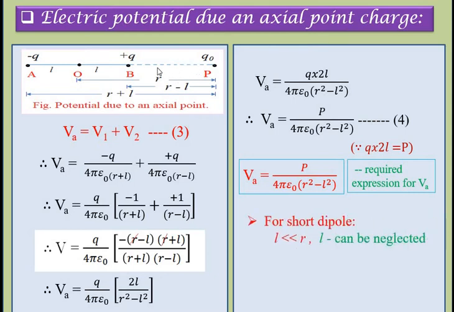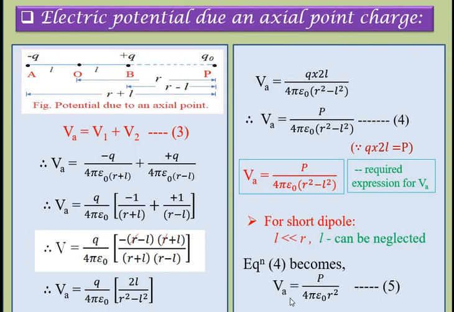For a short dipole, the value of L is very small as compared to the distance R, so L can be neglected. Then equation 4 becomes VA is equal to P divided by 4 pi epsilon 0 into R square. Suppose this is equation number 5.